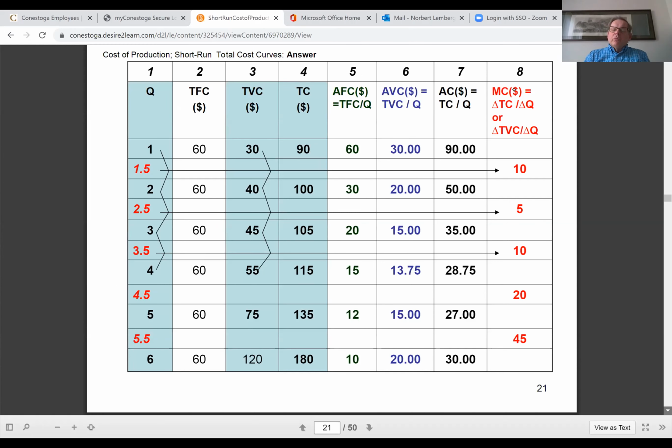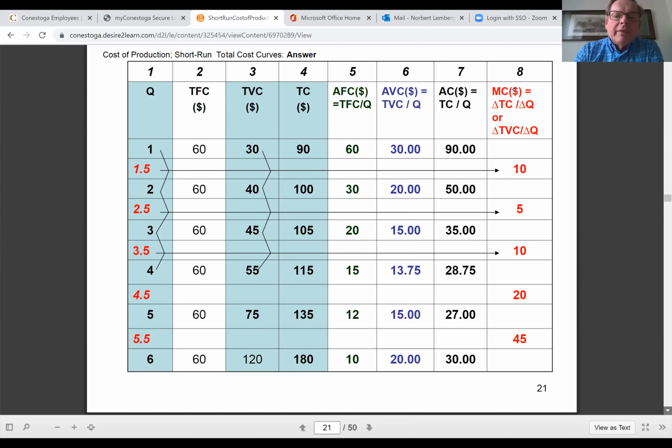The average fixed cost, once again, is your total fixed cost divided by quantity. I strongly encourage everyone to constantly write out these formulas. You will retain them that way. And your average variable cost is your total variable cost divided by quantity. Your average cost, I decided to use your total cost divided by quantity. And once again, your marginal costs, remember it's recorded in the middle. It's the change in your total cost divided by the change in quantity, or you can go the change in total variable cost divided by the change in quantity.